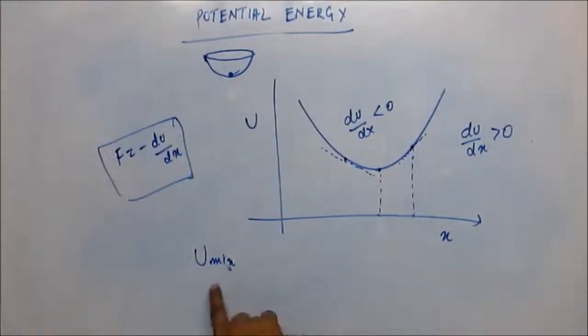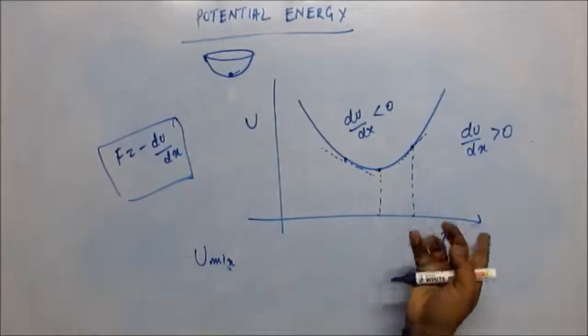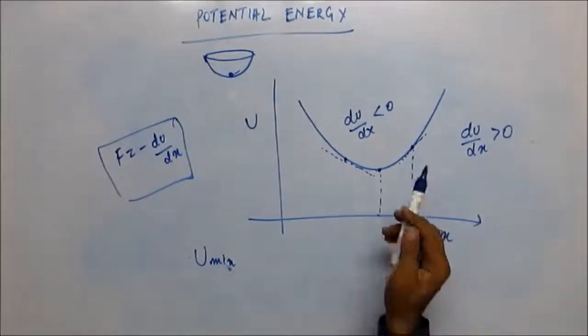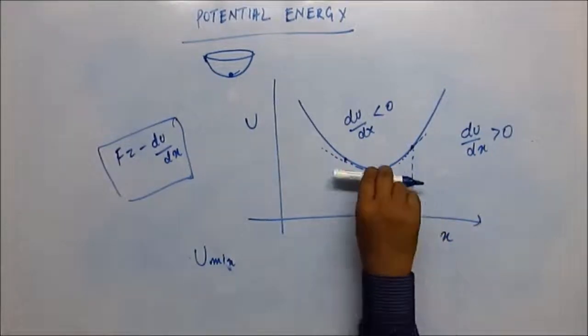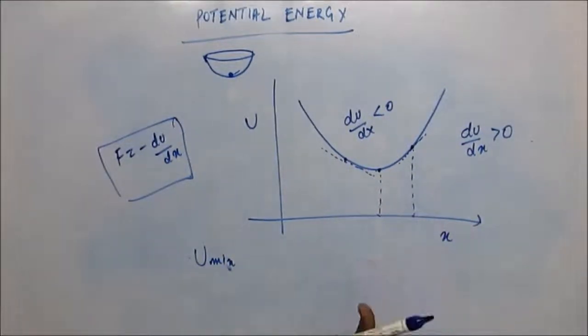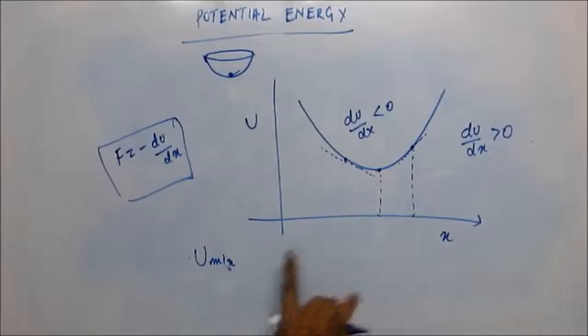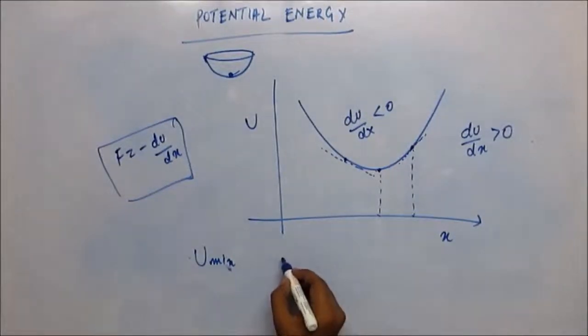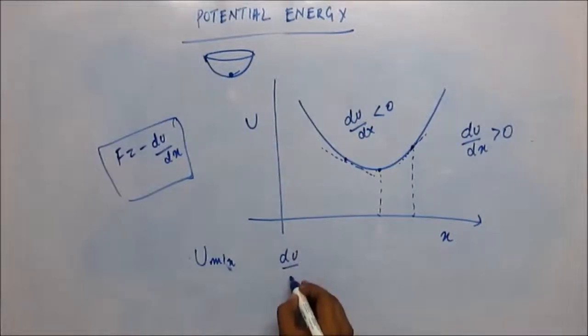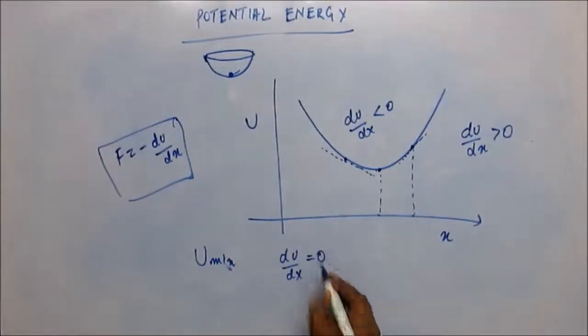Now mathematically, to satisfy this, we studied a few minutes back that for the point to be at minima, dy by dx should be 0. So the first thing is, if it is at minima, then du by dx should be equal to 0. First thing.